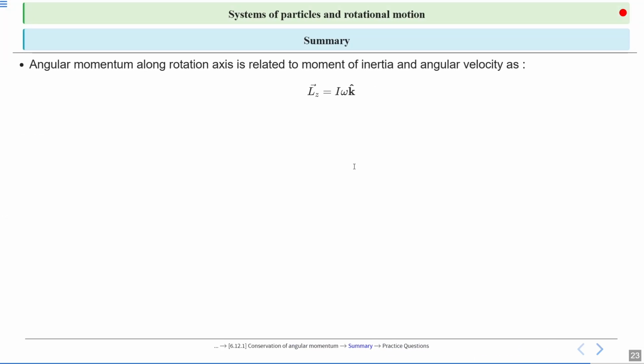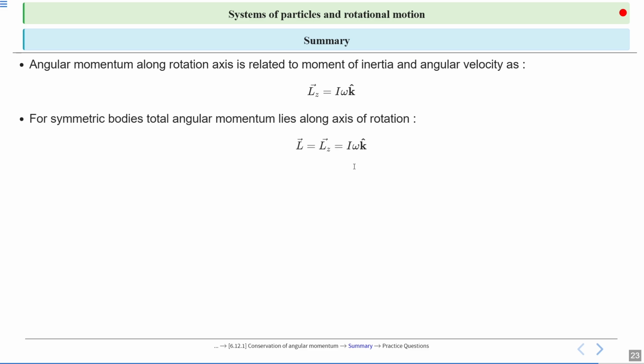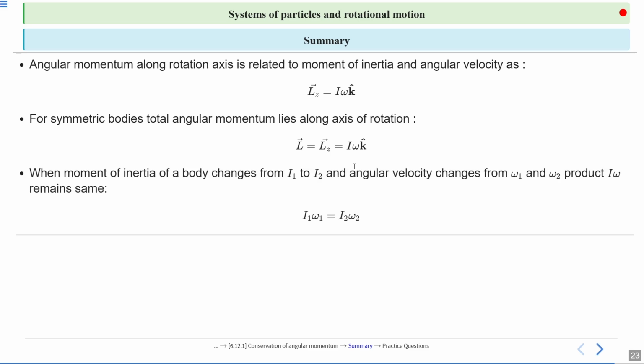Angular momentum along the axis is related to moment of inertia and angular velocity: Lz is equal to I omega k cap. For symmetric bodies, total angular momentum lies along the axis of rotation, so L is equal to Lz, I omega k cap. And when the moment of inertia of a body changes from I1 to I2 and angular velocity changes from omega 1 to omega 2, the product I omega remains the same. Mathematically, I1 omega 1 is equal to I2 omega 2. All right.